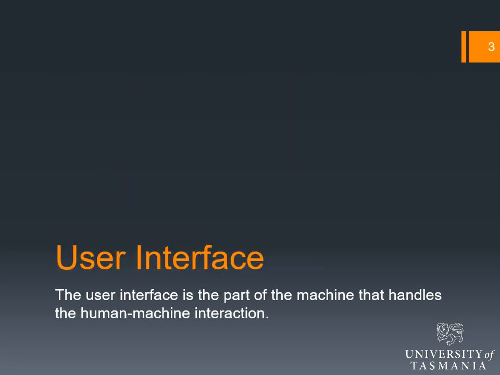So this is the first concept of this unit. Okay, it's a user interface. This is a part of the machine program, software, hardware that can handle how humans interact with the machine, or computers. So that's what we call in general user interface or interaction.